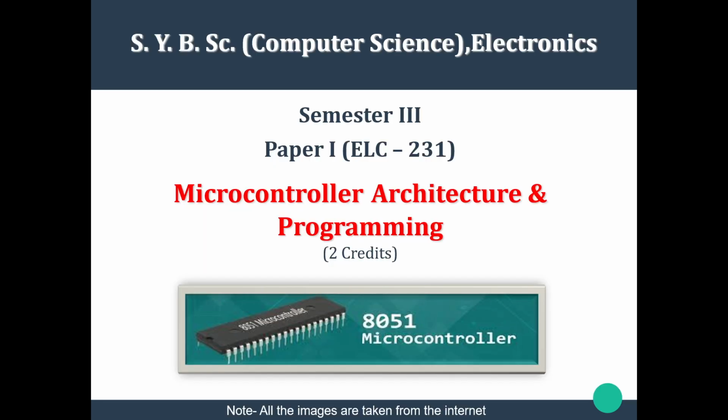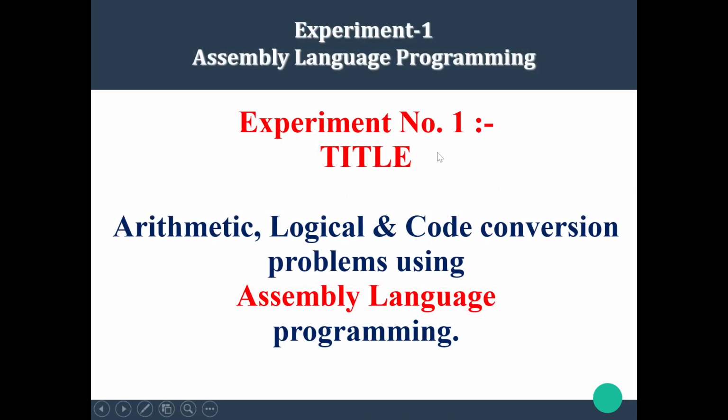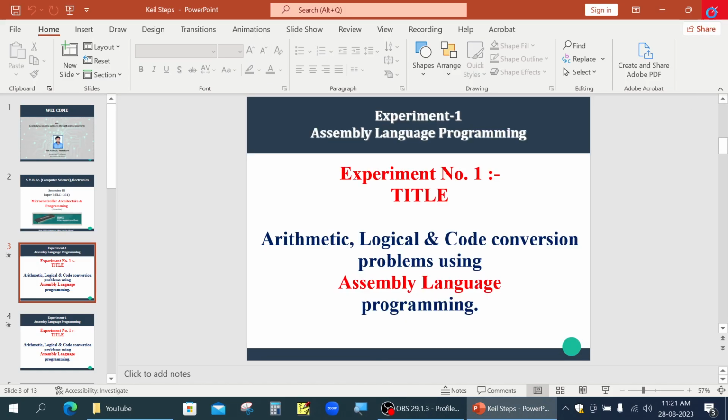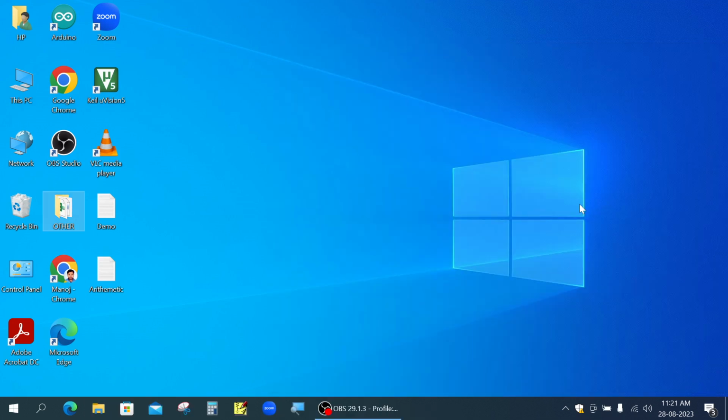In this video, we are going to run the first practical of SYBSC Computer Science Electronics Semester 3. The name of the subject is Microcontroller Architecture and Programming, and the name of the experiment is the arithmetic, logical, and code conversion problems using assembly language programming. For this practical, we require this Keil software. So let's start our today's practical.